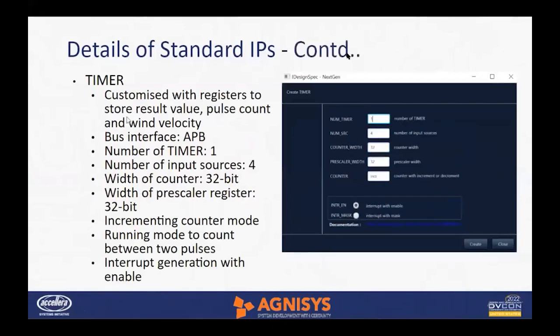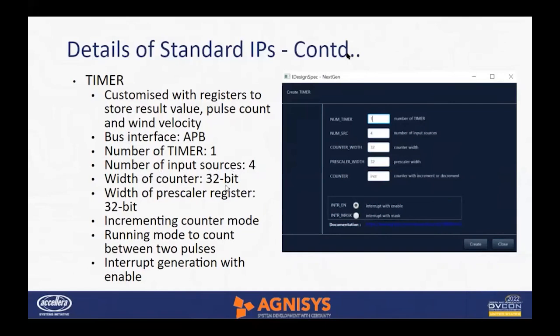A timer IP is also selected from the IP library, and these are all the generation parameters which are available, where a user can put in values according to their own specification to generate the timer IP. It is customized with registers to store the result value, pulse count, and wind velocity. The bus interface taken here is APB. Number of timers is 1. Number of input sources is 4.